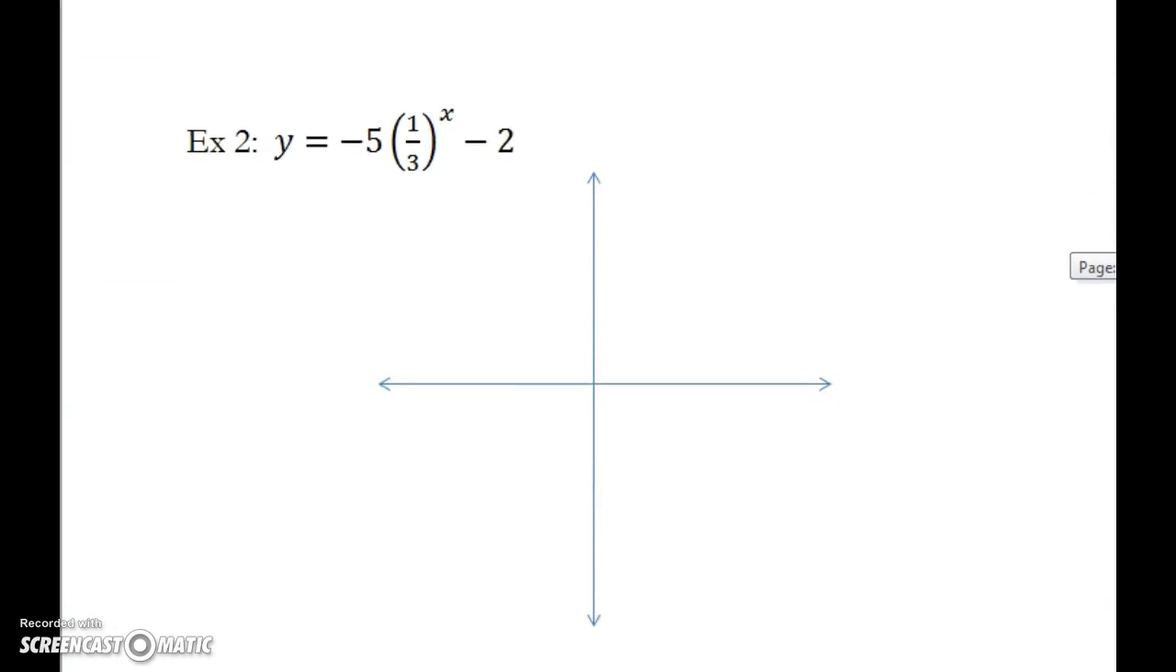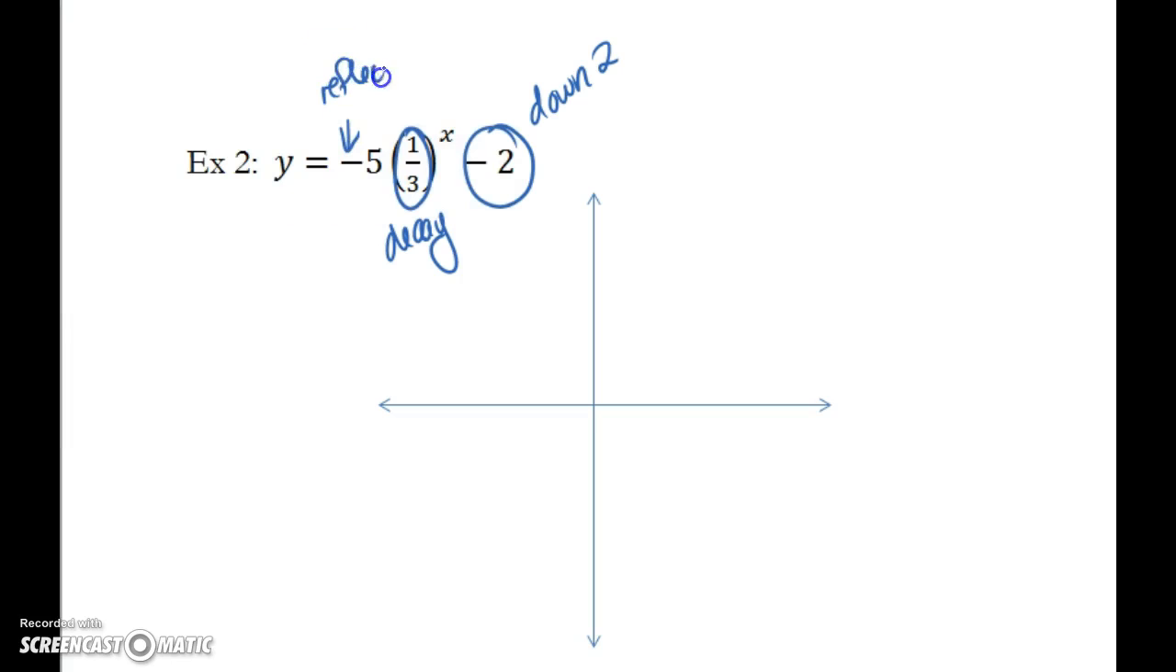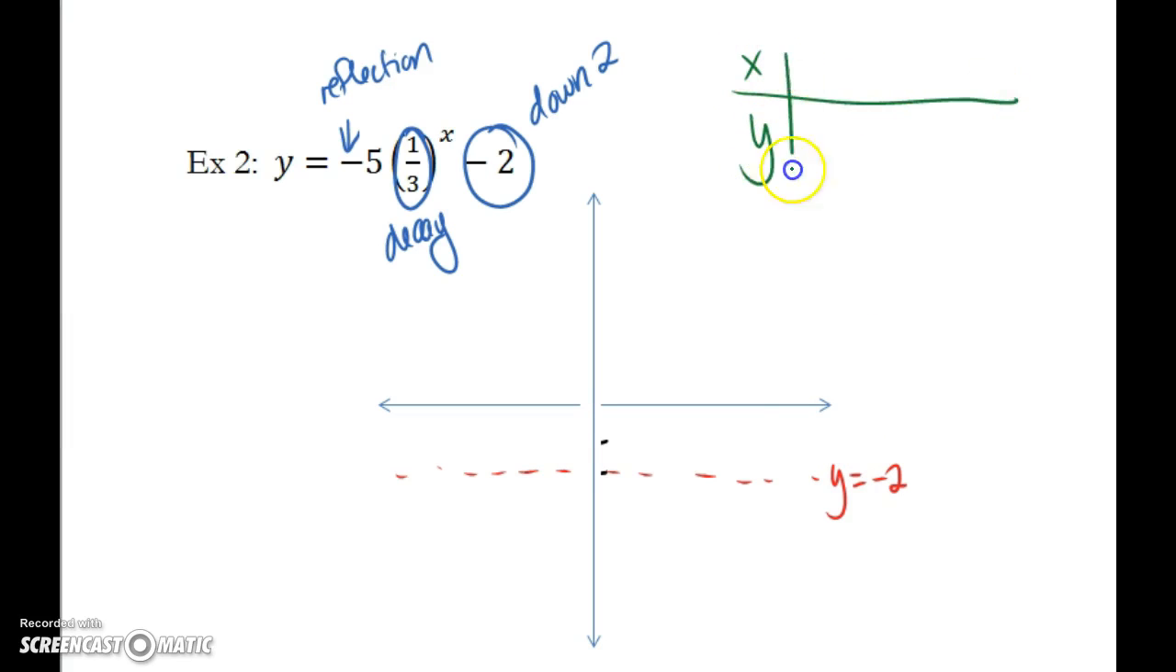All right, let's look at our next example here. Notice in this particular example, our b value is less than 1, so it's decay. This minus 2 is going to shift our graph down 2. And this negative indicates that it's going to be a reflection of our decay graph. So our graph's going to lie below our asymptote. So right now our asymptote is at y equals -2.